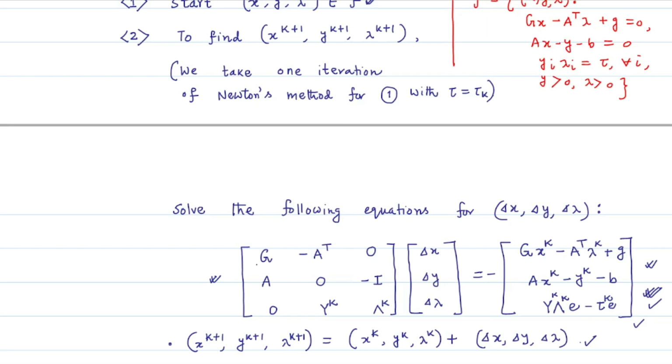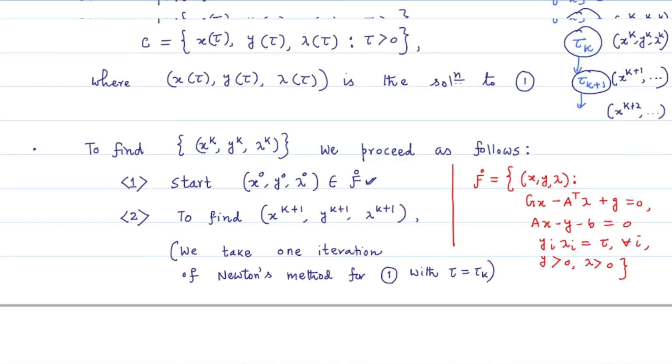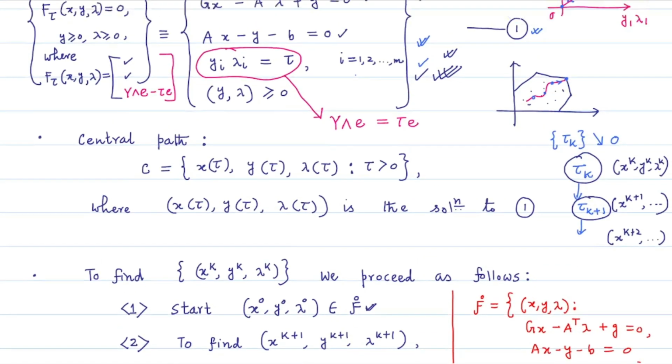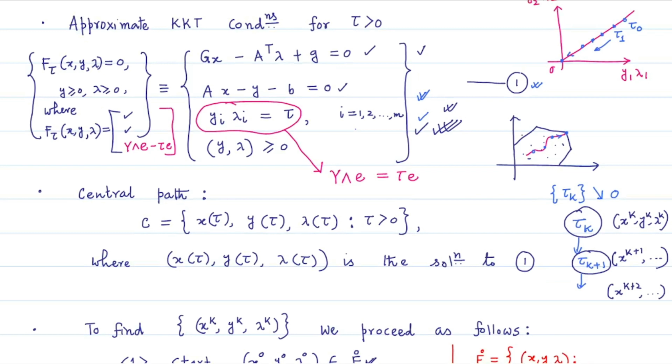And accordingly, you will generate a sequence of points xk, yk, lambda k. Those are obviously lying nearby to this line, not exactly on this line, because we are not exactly solving this entire system for a specific value of tau.